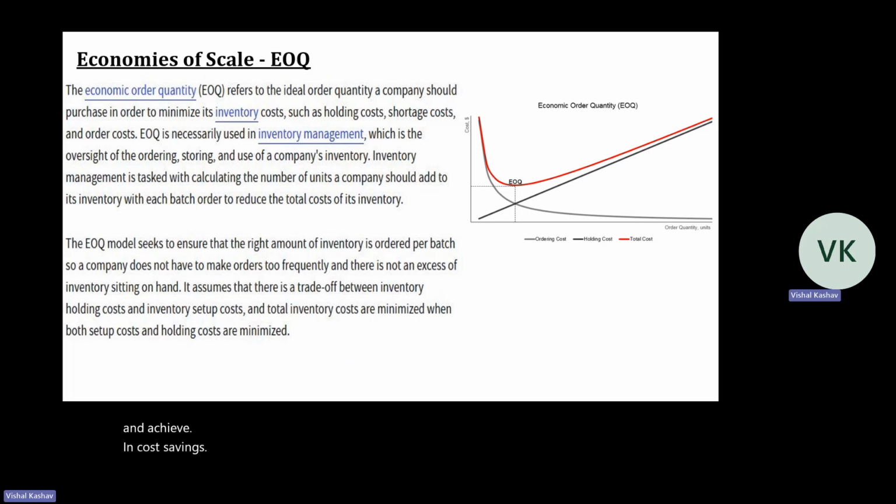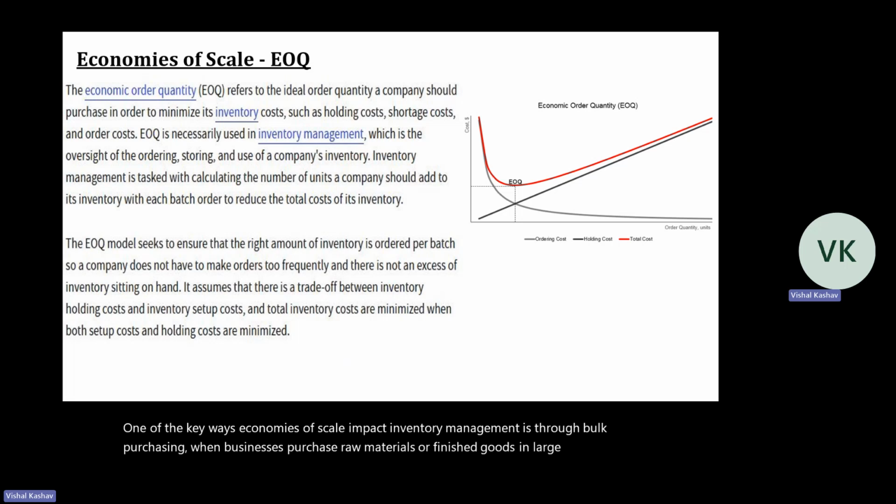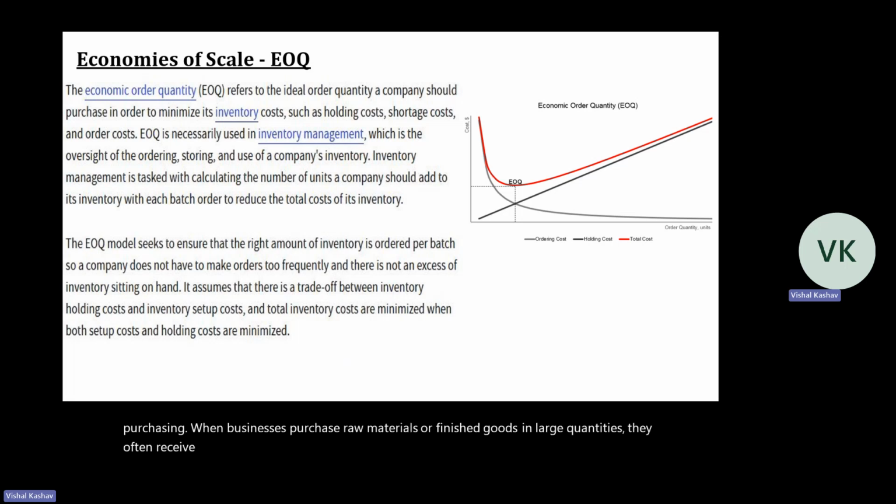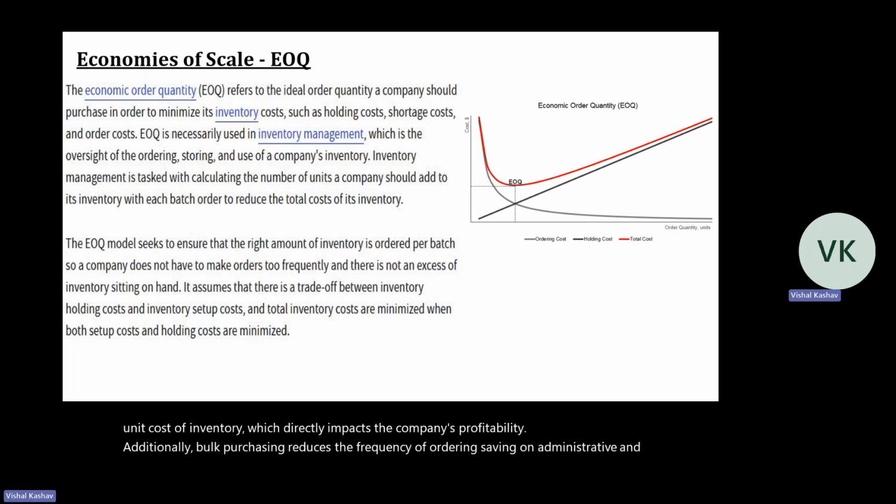One of the key ways economies of scale impact inventory management is through bulk purchasing. When businesses purchase raw materials or finished goods in large quantities, they often receive discounts or favorable terms from suppliers. These cost reductions lower the per unit cost of inventory, which directly impacts the company's profitability. Additionally, bulk purchasing reduces the frequency of ordering, saving on administrative and transportation costs.